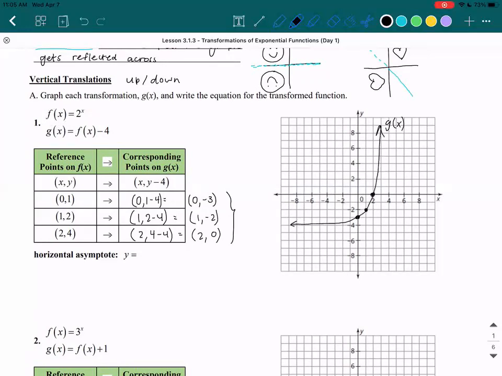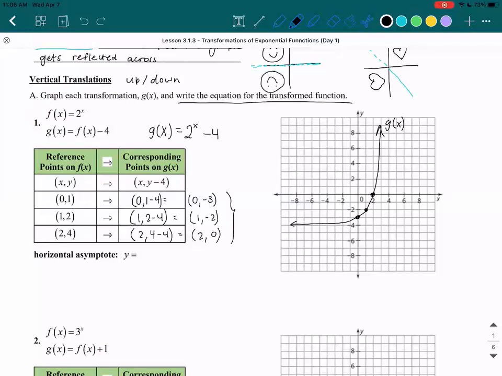And then we also need to write the equation for the transformed function. So originally f of x is equal to 2 to the power of x. g of x is equal to f of x minus 4. So g of x is equal to f of x. Remember, f of x is 2 to the power of x. And then we have minus 4 at the very end. So I wrote that right there. So it's 2 to the power of x minus 4.